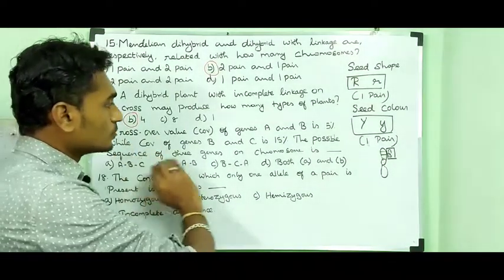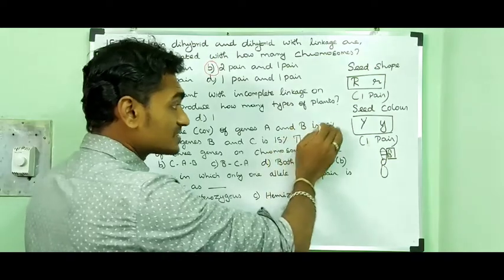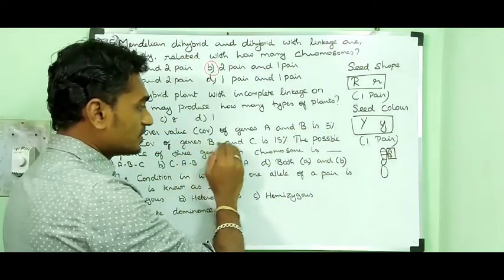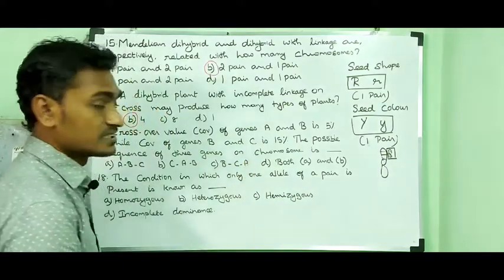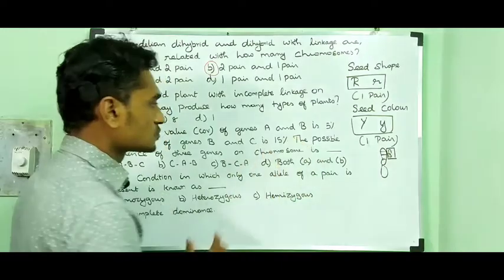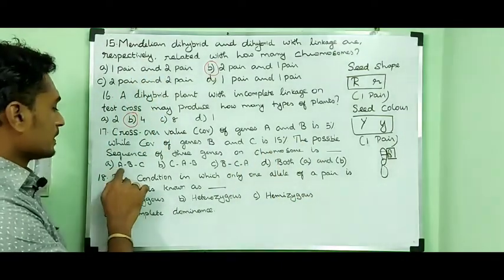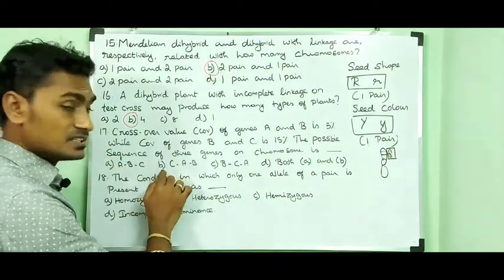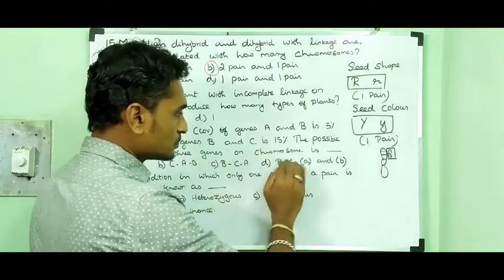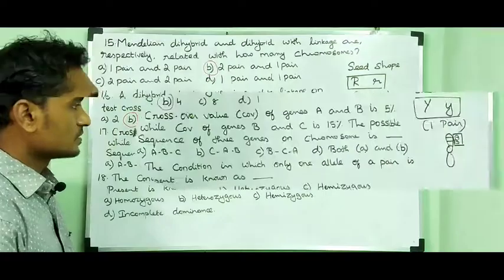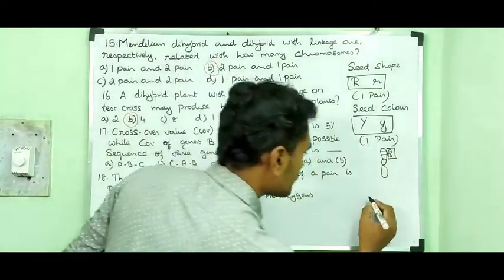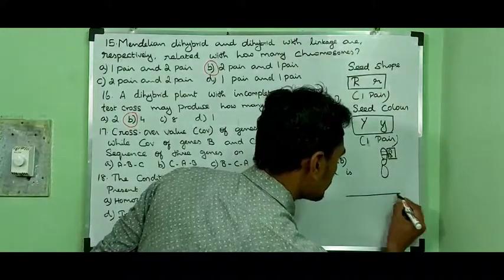Crossover value of gene A and B is 5%, while crossing over of B and C is 15%. The possible sequence of 3 genes on the chromosome is: option A, A, B, C; option B, C, A, B; option C, B, C, A; option D, both A and B. The crossing over between A and B is 5%.